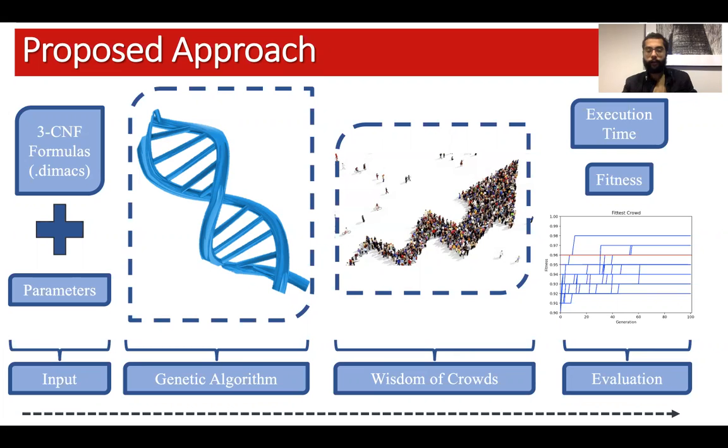Then we have some parameters for the approach. Then we can apply the genetic algorithm, then wisdom of crowds over the results we had from the genetic algorithm, and finally evaluate our solution. Here, the evaluation is in terms of the execution time, the total processing time, and the fitness. Here, the fitness is the ratio between the true clauses and the total number of clauses after substituting our final solution values.